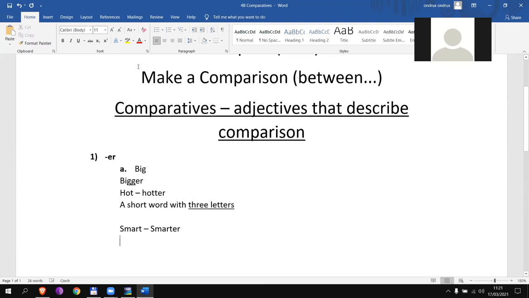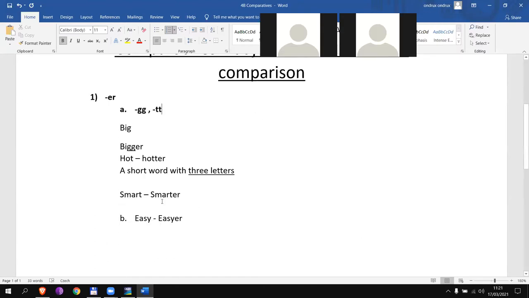Then I have another one. What if the word ends with Y? So for example, easy, right? How would I say lehčí? Peter, can you tell us? Easier. Do I write it like this? No. So I would have to write I, right? Easier. So that's the problem here. Thank you. It would be like this, okay?